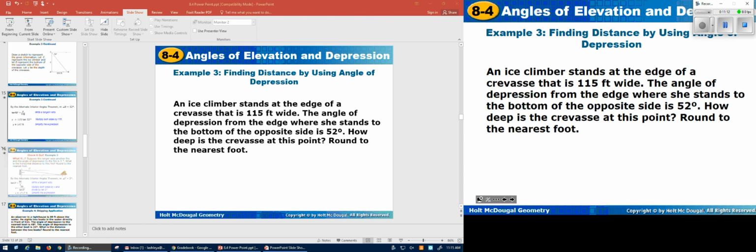This one to me was a little bit wordy, trying to understand what is a crevice and what the picture is going to look like. A lot of you may have drawn it differently than I draw it, but it may be the same. So an ice climber stands at the edge of a crevice that is 115 feet wide. So there is a crevice in the ground that is 115 feet wide. The angle of depression from the edge where she stands to the bottom of the opposite side. So let's say she's standing right here. She's up here.